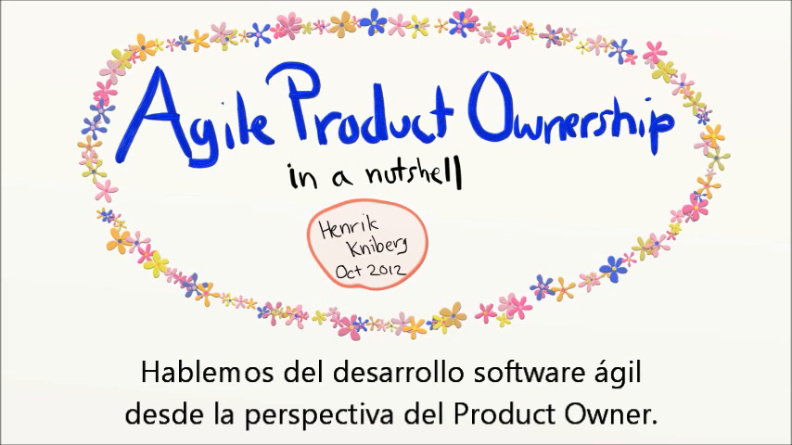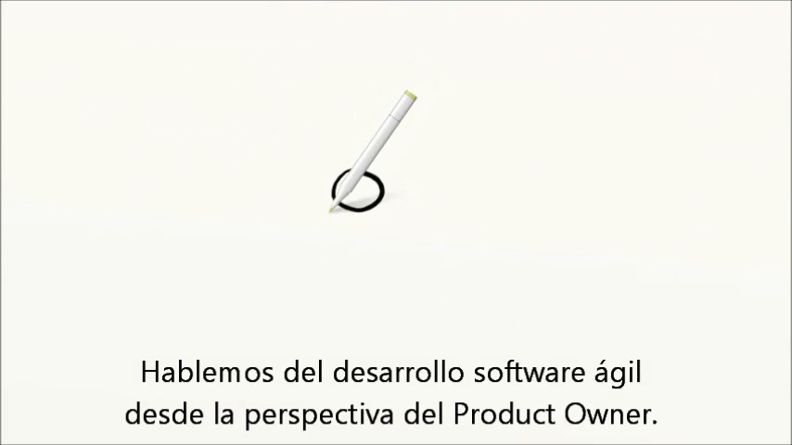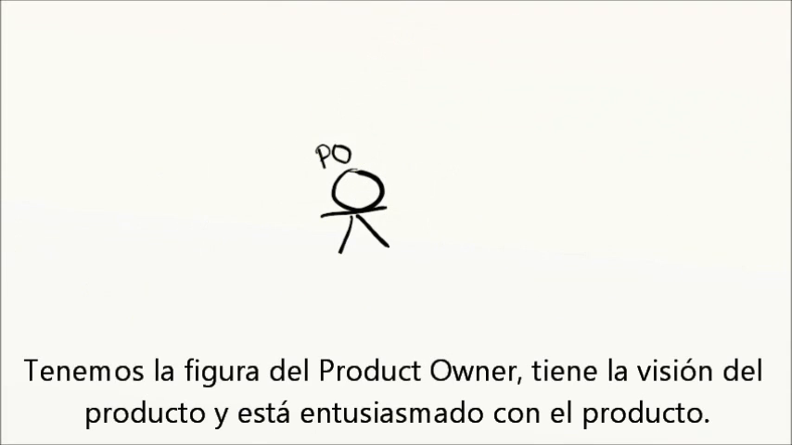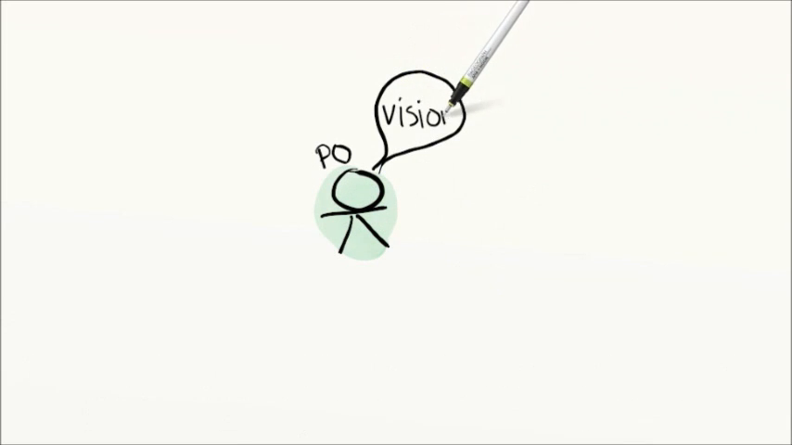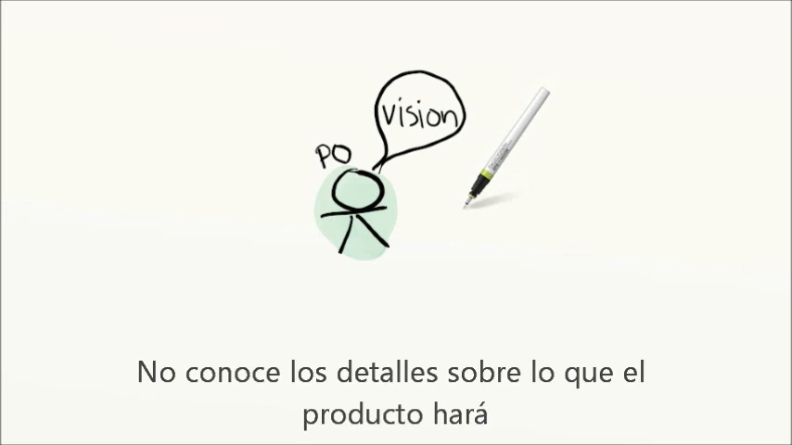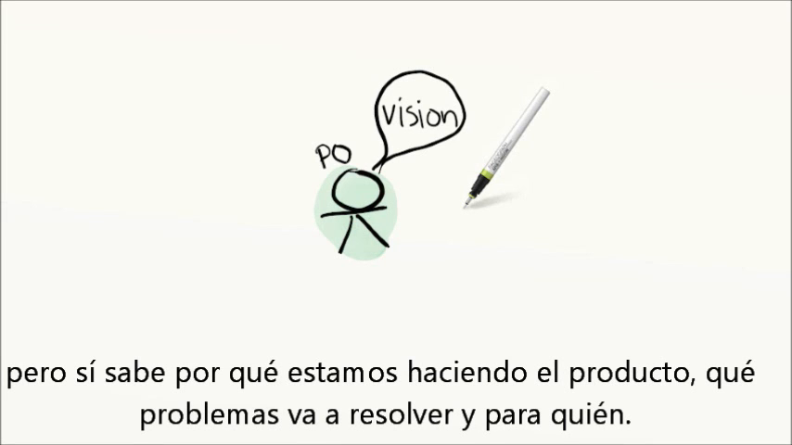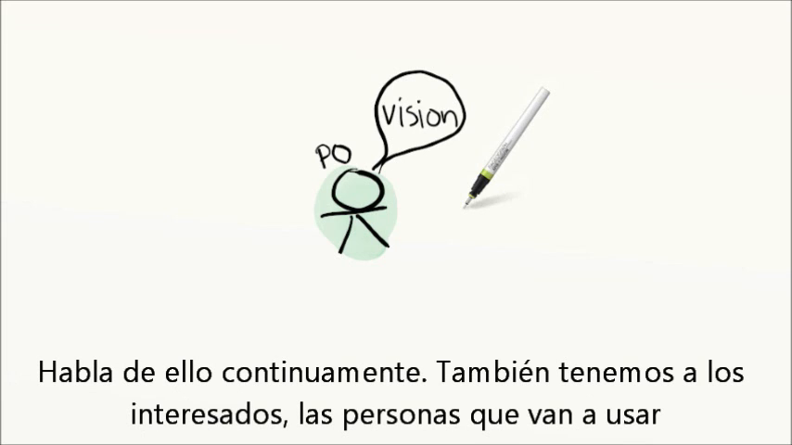Let's talk about agile software development from the perspective of the product owner. Here's Pat. She's a product owner. She has a product vision that she's really passionate about. She doesn't know the details of what her product is going to do, but she knows why we're building the product, and what problem it's going to solve, and for whom. She talks about it all the time.